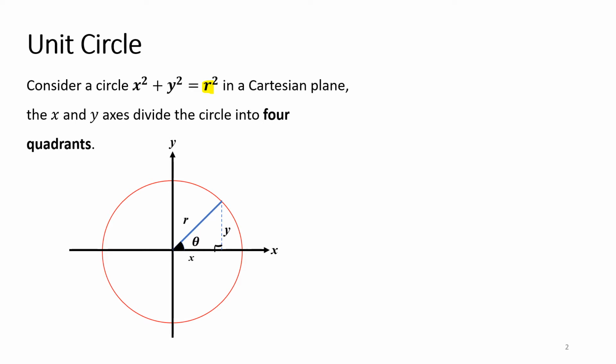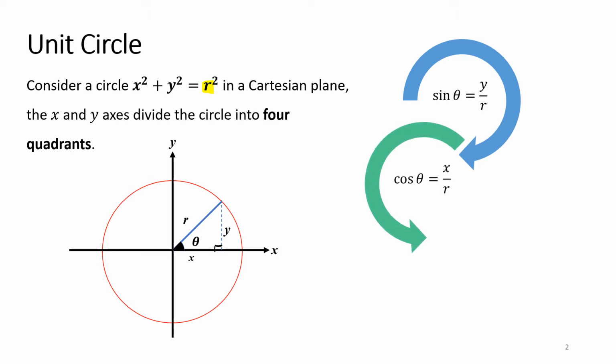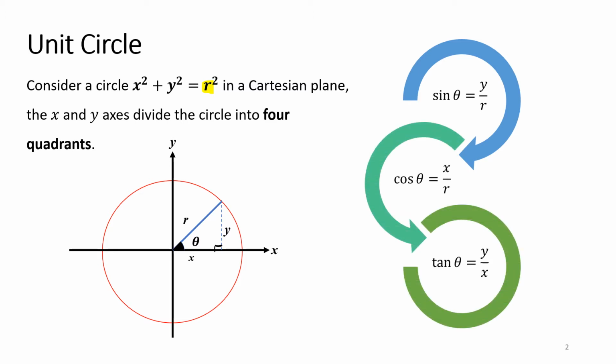So the other two sides of the right angle triangle will be labeled as x and y, and we can use the info from this triangle to define our 3 basic trigonometric ratios. Sin theta is equal to y over r, cos theta is equal to x over r, and tangent theta is y over x.